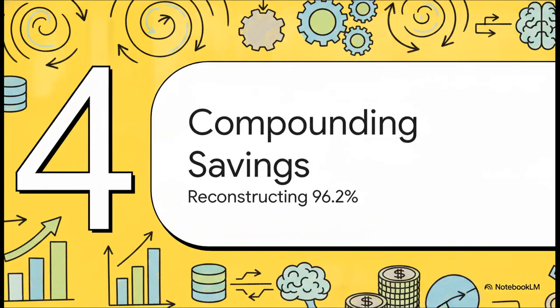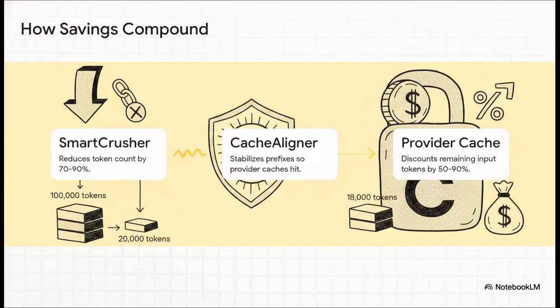Let's move to Section 4 and see how this builds into something truly spectacular. We're going to reconstruct that 96.2% savings. So the way Headroom's features are designed, they actually stack together like a combo move. Step 1. A feature called Smart Crusher compresses your original prompt, dramatically shrinking the token count. Let's say it takes a 100,000 token prompt down to just 20,000. Step 2. CacheAligner steps in. It stabilizes the prefix of that new 20,000 token prompt. Because of that stability, 18,000 of those tokens perfectly hit the provider's cache.